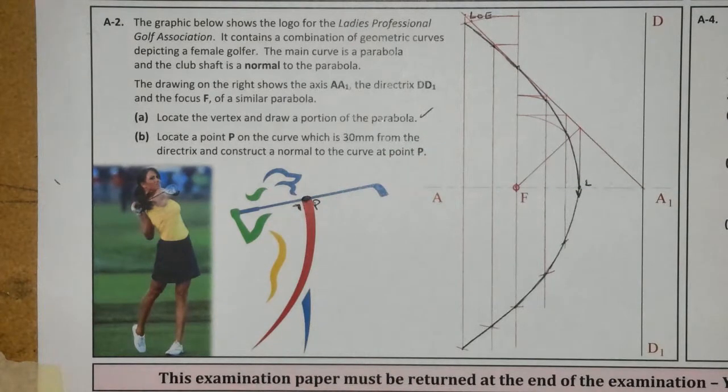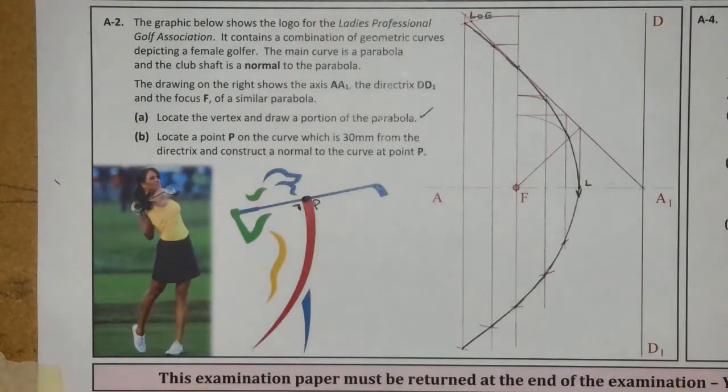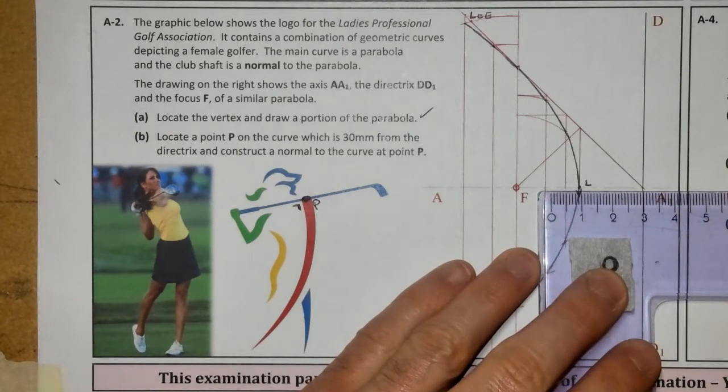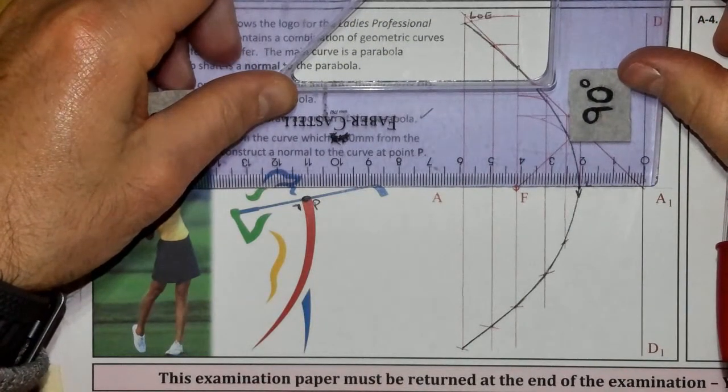So there's a few ways you could go about this. First of all, we're going to locate point P. So it's 30 millimeters from the directrix. So from the directrix, I'm just going to measure 30 millimeters back. Okay, so I can do it like this. 30 millimeters back along my axis line there.